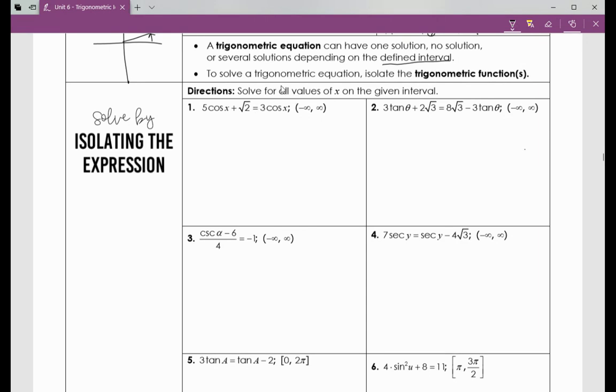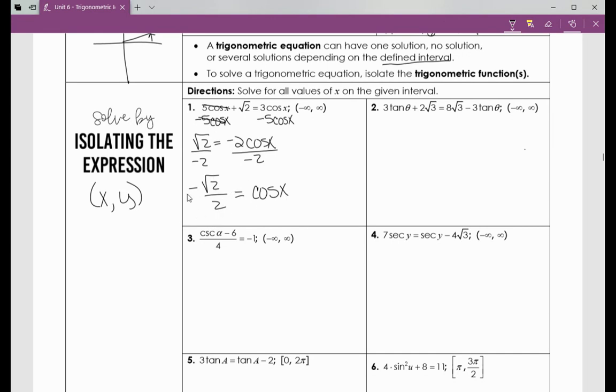So in the first example, I want to isolate the trig function. So I want to isolate cosine. So I'm going to subtract 5 cosine x from both sides. That leaves me square root of 2 equals negative 2 cosine x. And then I'm going to divide both sides by negative 2. Now, on your unit circle, you will see several angles that have the x or y coordinate as square root of 2 over 2.